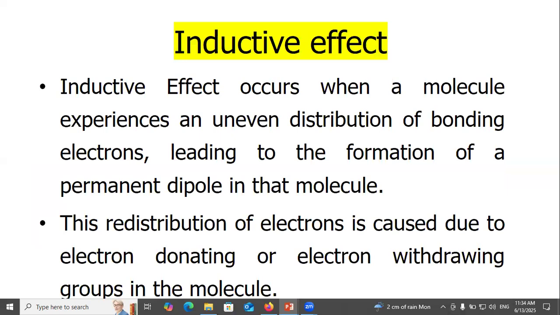Inductive effect. The inductive effect occurs when a molecule experiences an uneven distribution of bonding electrons, leading to the formation of a permanent dipole in the molecule. The redistribution of electrons is caused by electron donating or electron withdrawing groups in the molecule.